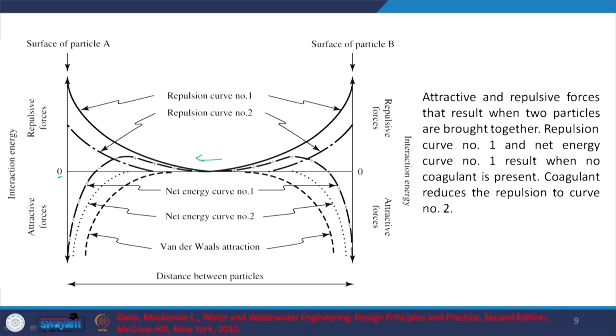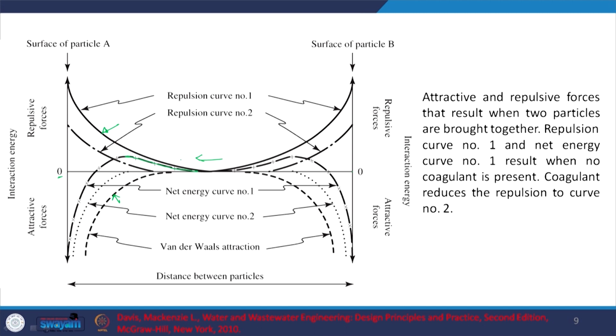So, initially I have this repulsion force, and this is my attraction. As it comes in, the R net is going to be something like this, repulsion is net, and now the particle can't cross this barrier, right. So, it won't come together.